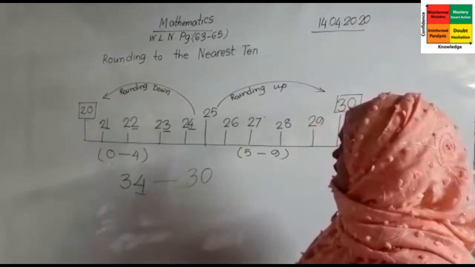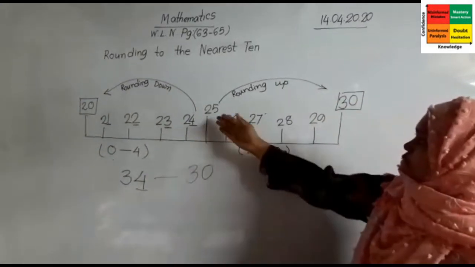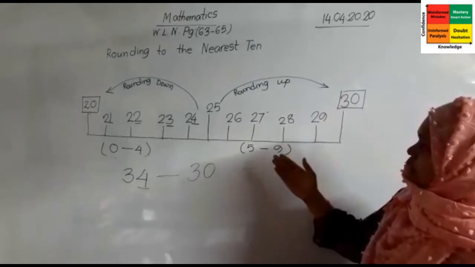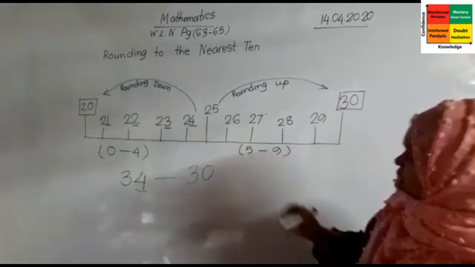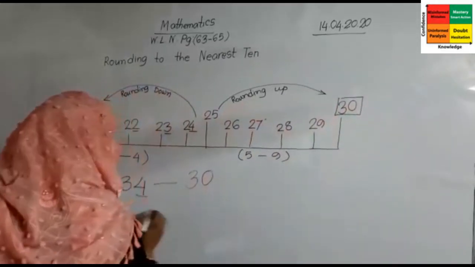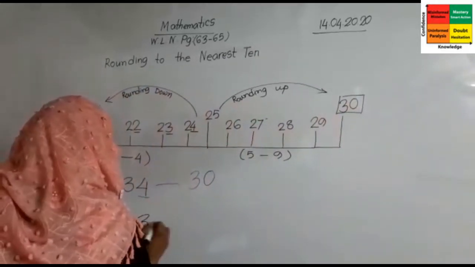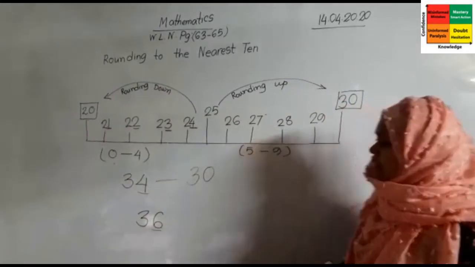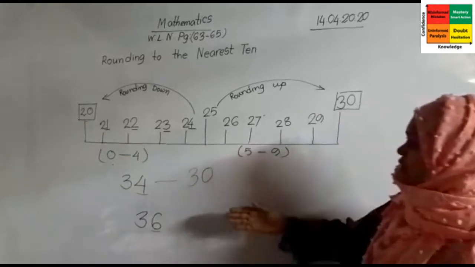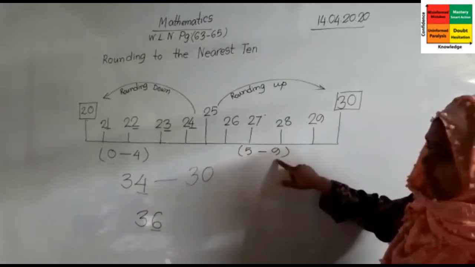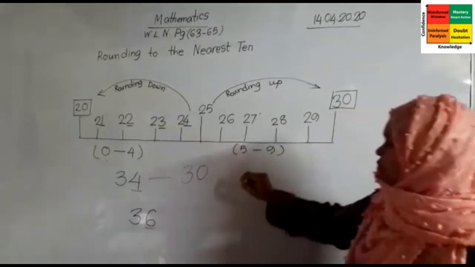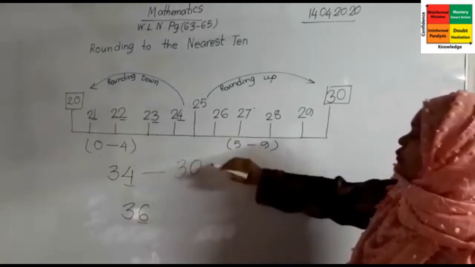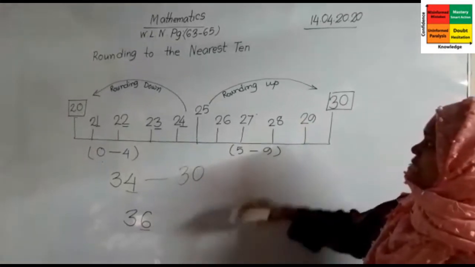If the numbers are more than 4, that means from 5 to 9, then it will go to the next house. That means the number will go to the next 10. Such as if the number is 36, look at the right side number. If the right side number is 6, that means the number is between 5 to 9, because after 5, 6 comes. That means this number will go round up, to the next 10.